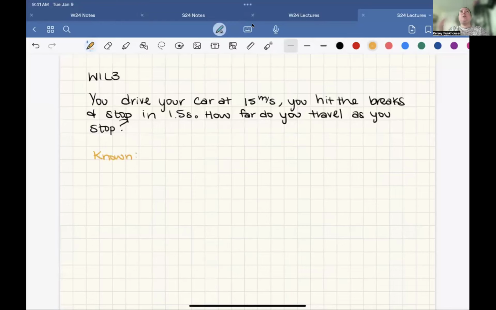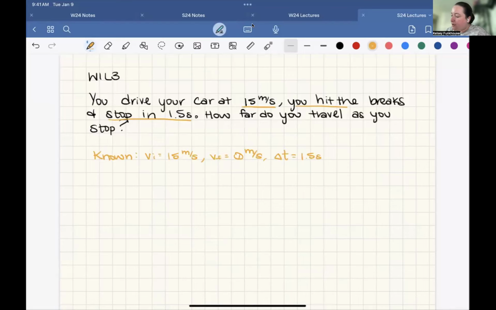Physics problems are mainly word problems, but I don't want you to be intimidated by word problems. You just need to pick out the important bits. First, you are driving your car at 15 meters per second, so the initial velocity is 15 meters per second. You hit the brakes and stop in 1.5 seconds. That one is actually telling us two things: you stopped, so your final velocity is 0 meters per second, and the time interval of that stopping is 1.5 seconds.